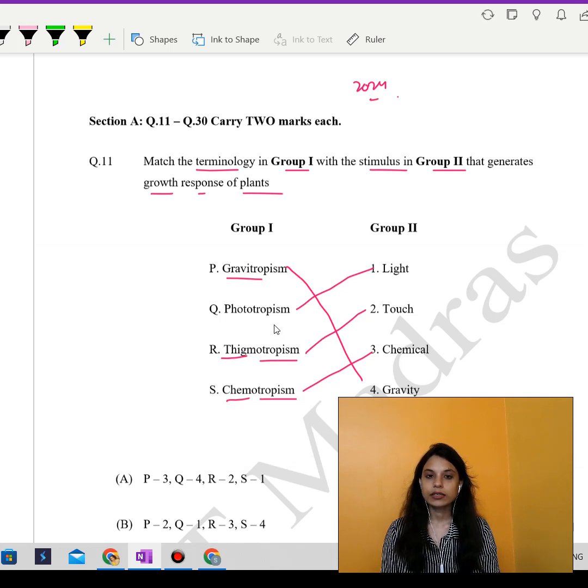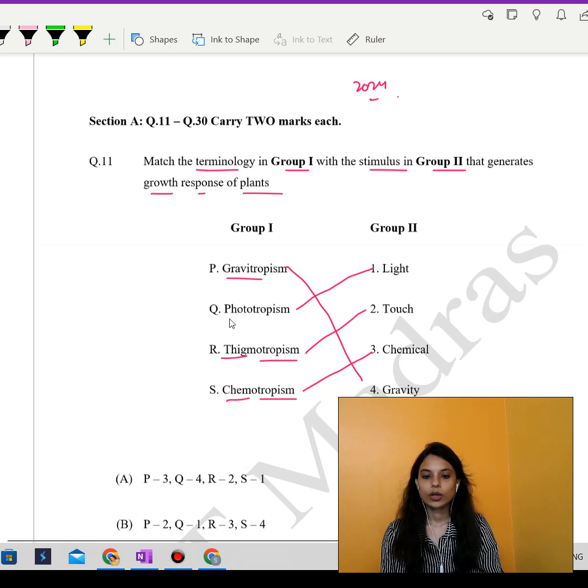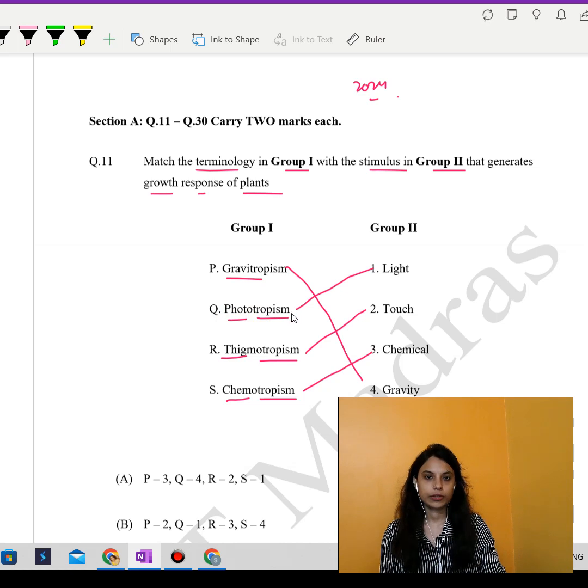Gravitropism. This means that plants grow towards gravity. So the correct stimulus would be gravity. Next is phototropism. Phototropism means plants grow towards light. So the correct stimulus would be light. Third is thigmotropism. Plants respond to touch. So the correct stimulus would be touch. Chemotropism. Plants respond to chemicals, so the correct stimulus is chemical. Alright.